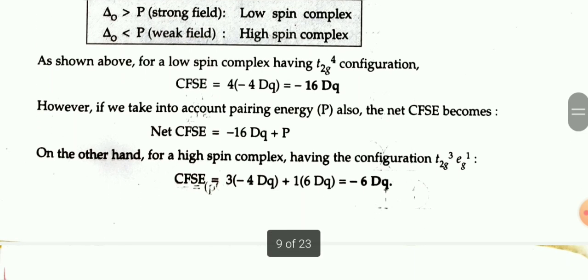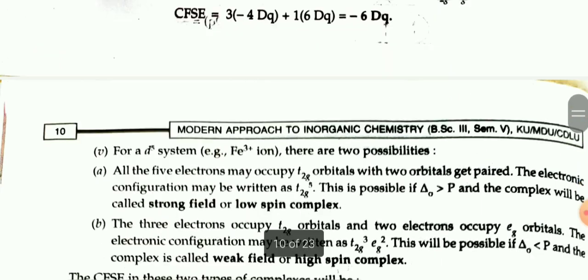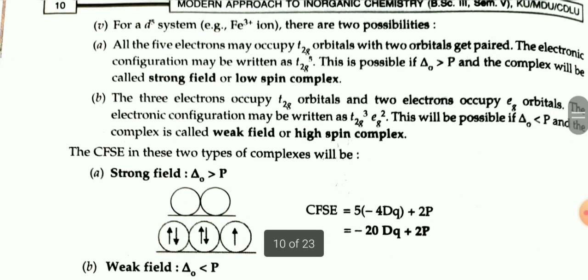As shown above, for a low spin complex having t2g^4 configuration, CFSE is equal to -16 Dq. However, if we take into account the pairing energy also, the net CFSE becomes -16 Dq + P. On the other hand, for a high spin complex having the configuration t2g^3 eg^1, CFSE becomes -6 Dq. Fifth, for a d5 system, there are two possibilities.